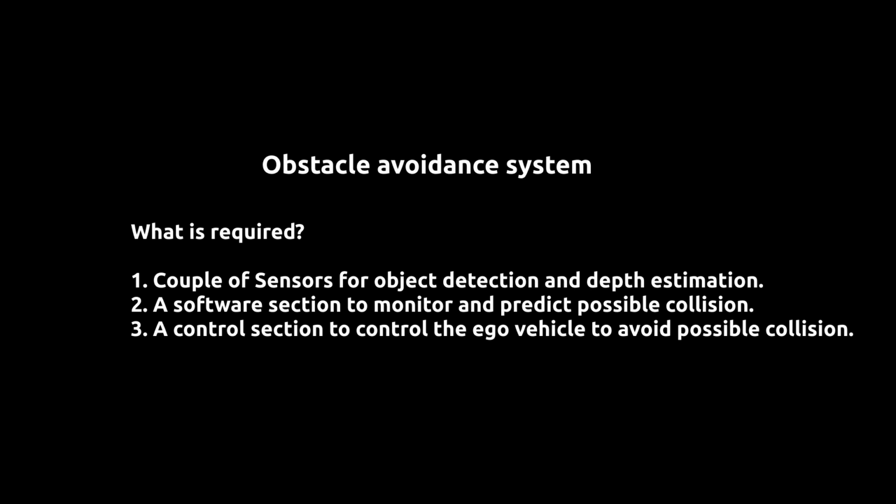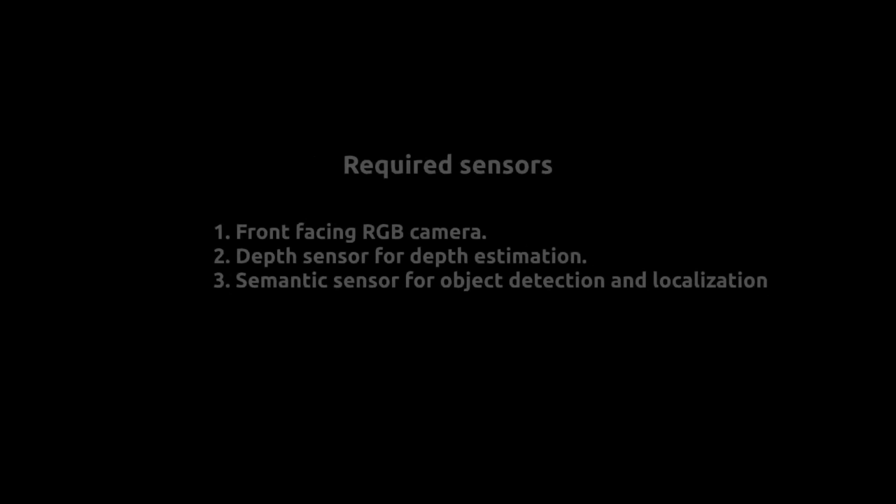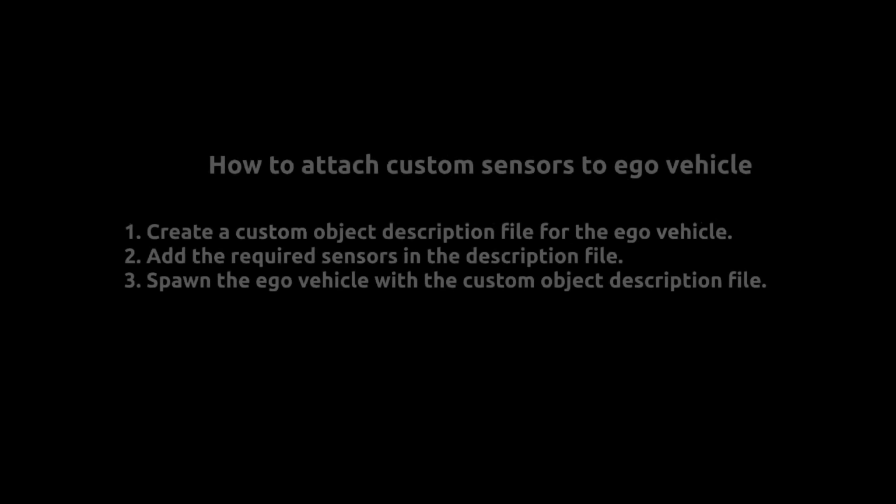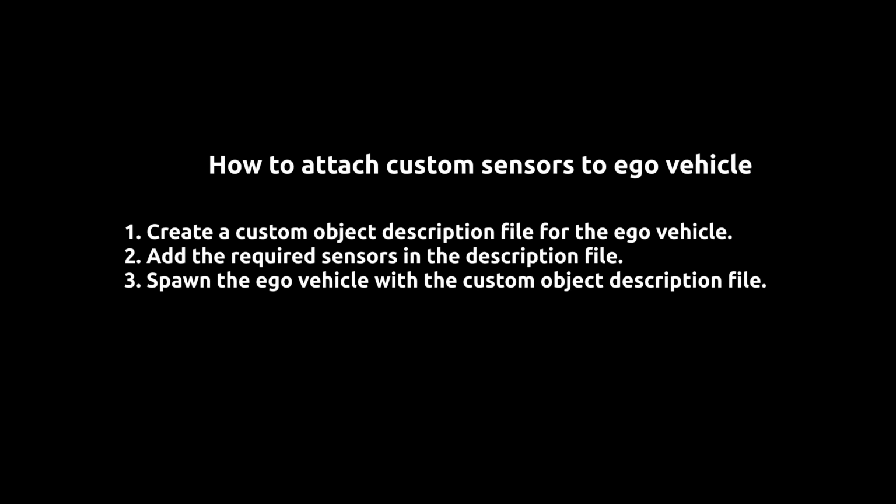So what is really needed to build one? A couple of sensors for object detection and depth estimation, a software section to monitor and predict possible collisions, and a control section to control the ego vehicle to avoid possible collision. The required sensors are a front-facing RGB camera, a depth sensor for depth estimation, and a semantic sensor for object detection and localization. And then how to attach custom sensors to the ego vehicle: create a custom object description file for the ego vehicle, add the required sensors in the description file, and spawn the ego vehicle with the custom object description file.